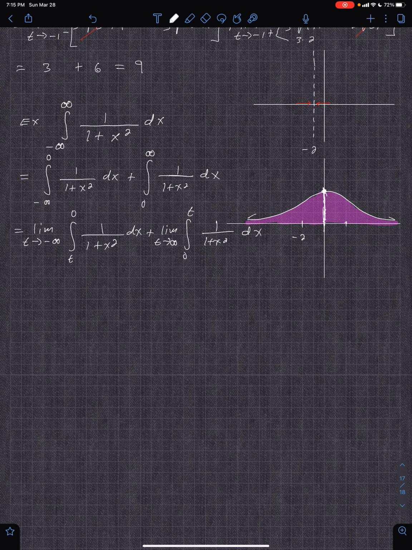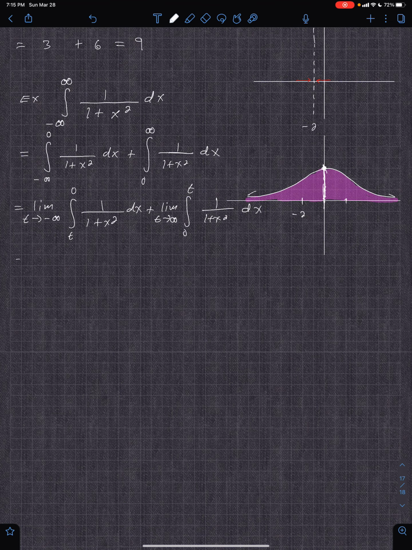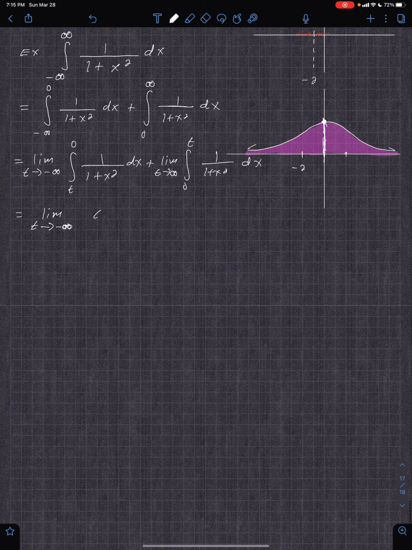All right, so what is that integral? When you integrate that, what do you get? Do you recognize that? We should start recognizing these integrals by now. That is tan inverse. So tan inverse x, we're going from t to 0, plus the limit t approaches infinity, tan inverse x from 0 to t.